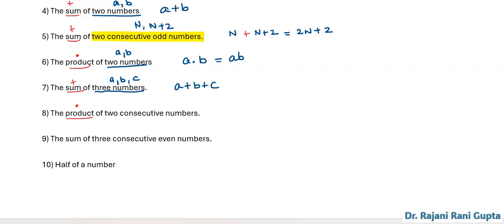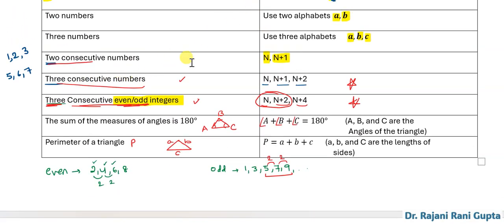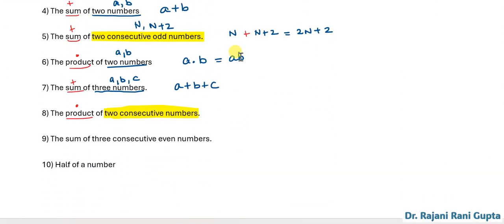Product means multiplication. Two consecutive numbers. Consecutive numbers means the numbers that come one after another. So consecutive numbers are n and n plus 1. So you have two numbers, n and n plus 1. They need the product. So your expression becomes n multiply n plus 1. And when you solve it, this gives you n square plus n by using the distributive property.